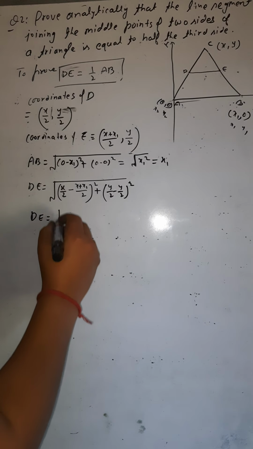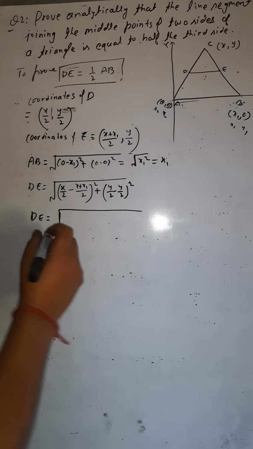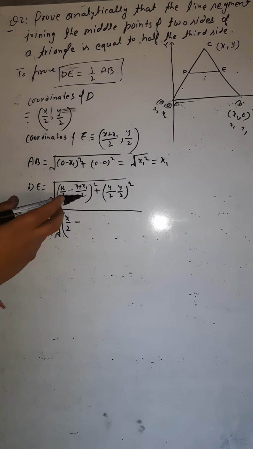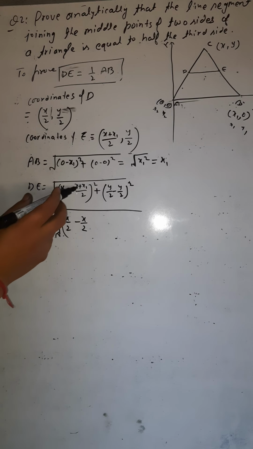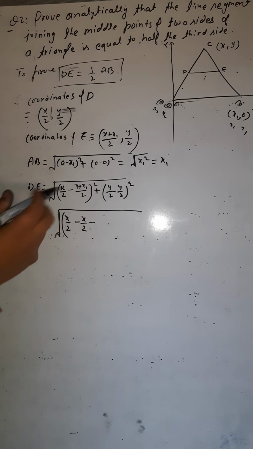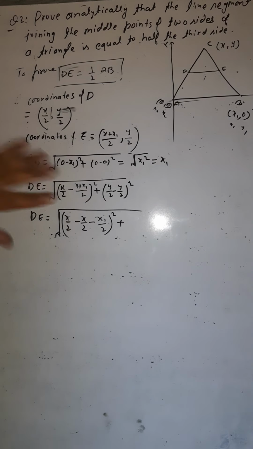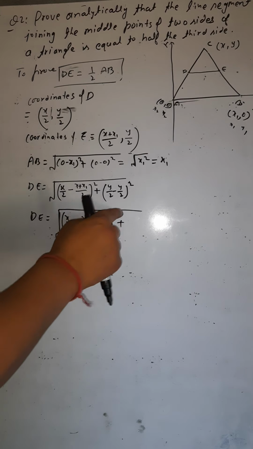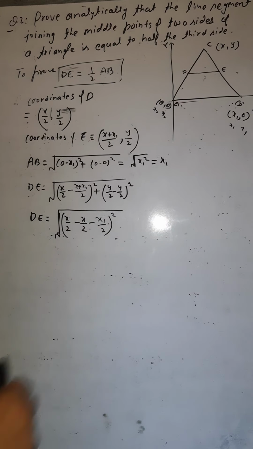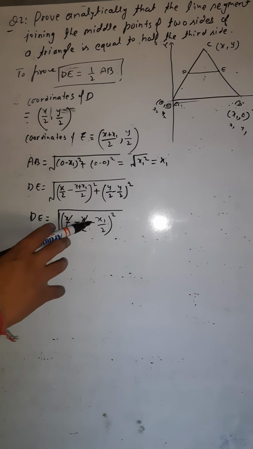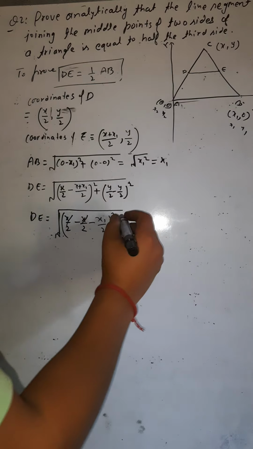Now DE is equal to, let's see what comes. The denominator 2 is common in both, so I can write x by 2 minus, into plus minus, x1 by 2 whole square, plus y by 2 minus y by 2, which becomes 0, and the square of 0 is 0. So only this much would be left. Now x by 2 and x by 2 cancel each other, so only minus x1 by 2 whole square would be left.